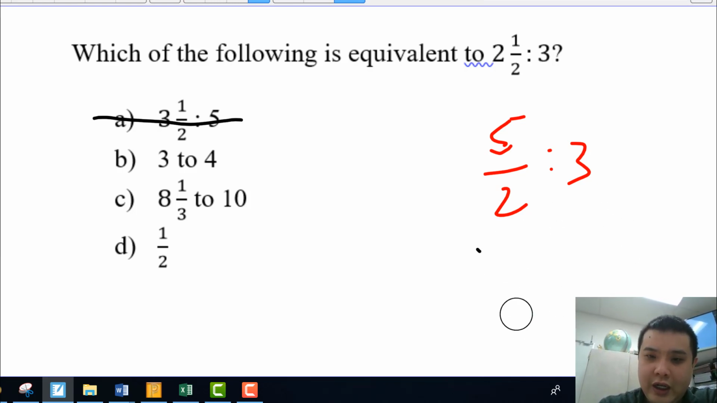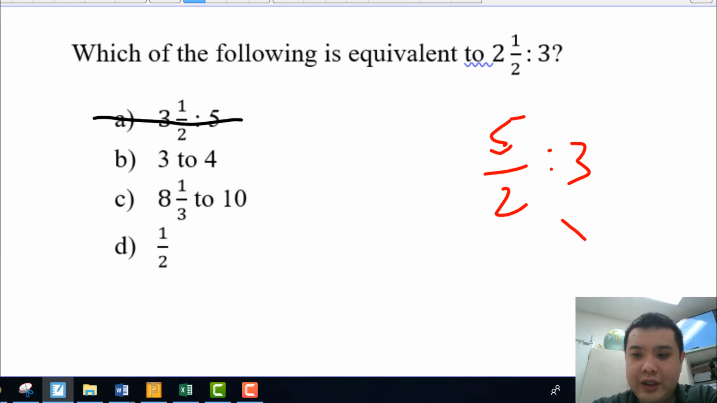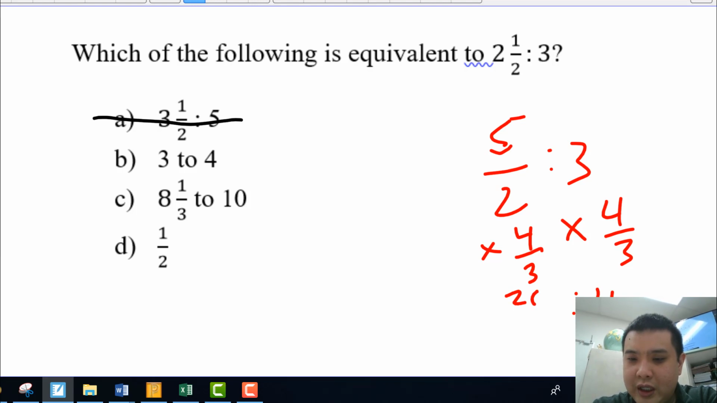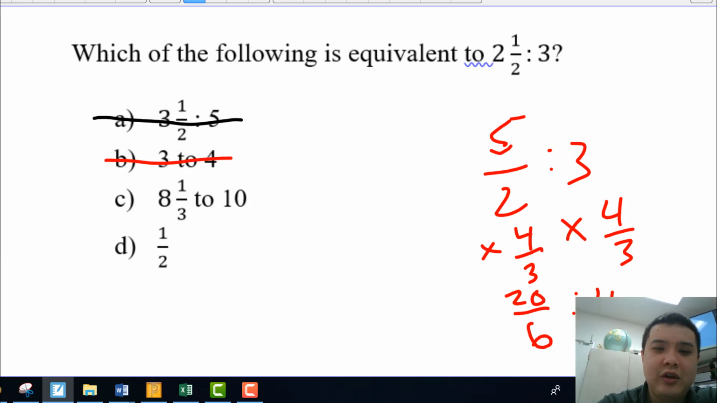So let's try B. What do we have to multiply 3 by to get to 4? The answer to that is we're going to multiply that by 4/3. That means we're going to multiply the second term by 4/3 as well. When we get that, we get 4 over here and 20 over 6. And 20 over 6 is not the same thing as 3, so B is not our option as well.